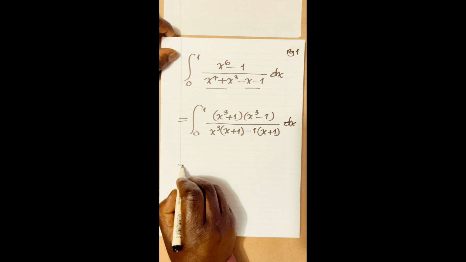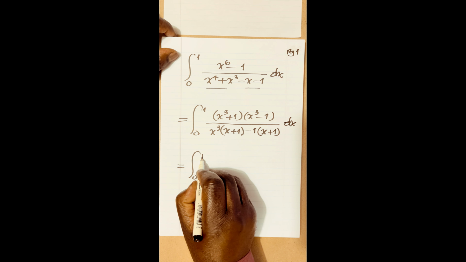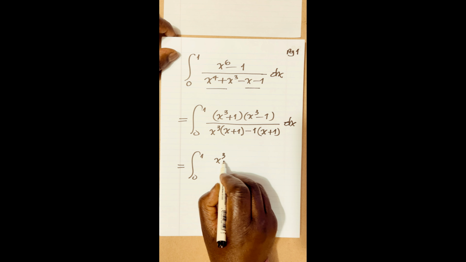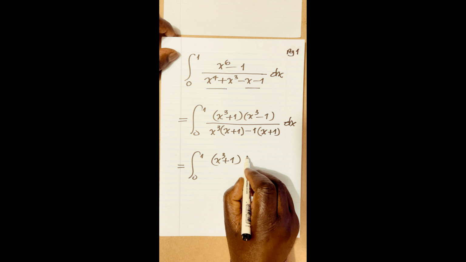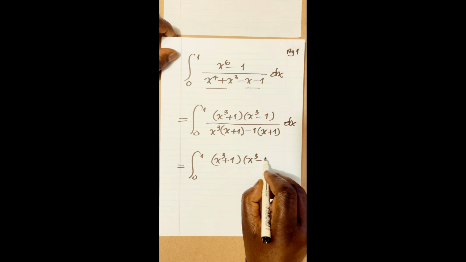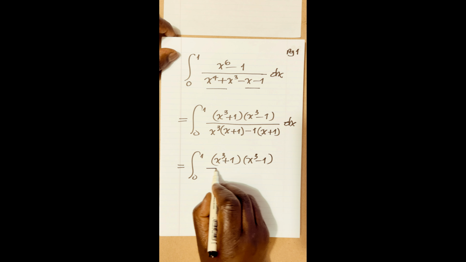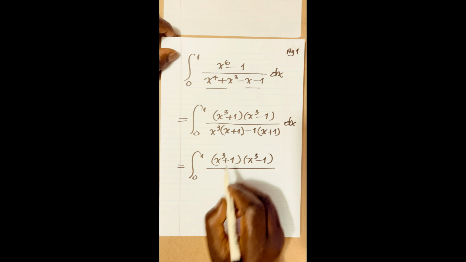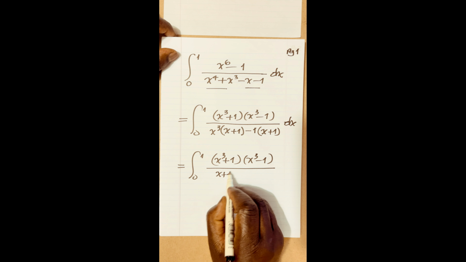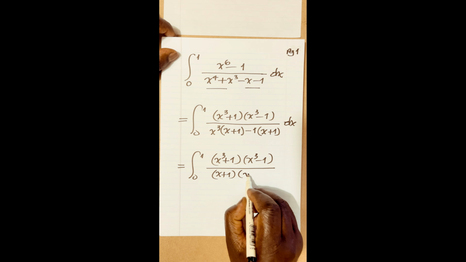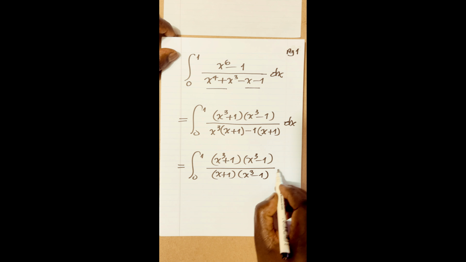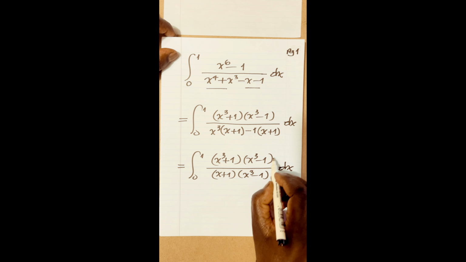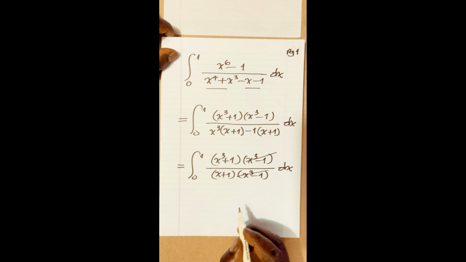Now, moving forward, this is the same as the integral from 0 up to 1 of (x power 3 plus 1) times (x to the power 3 minus 1) all over, now you can see the common factor there is x plus 1. And then the other bracket must contain x cubed minus 1, dx. There you have it. This expression cancels that.